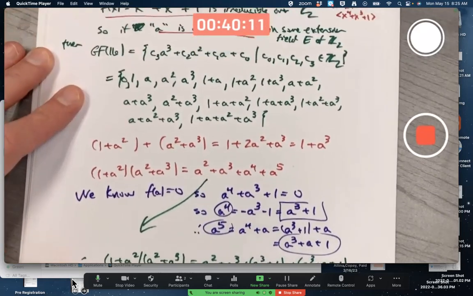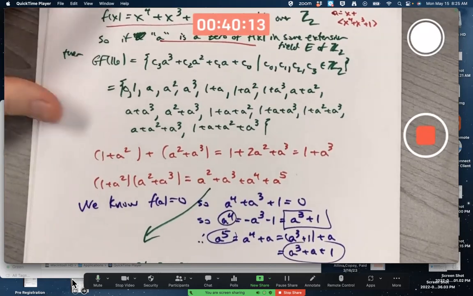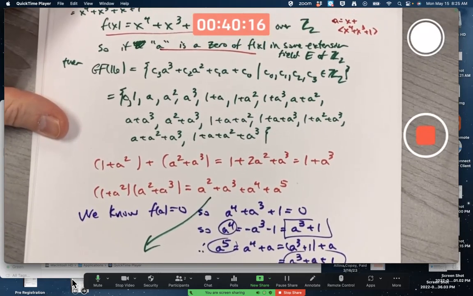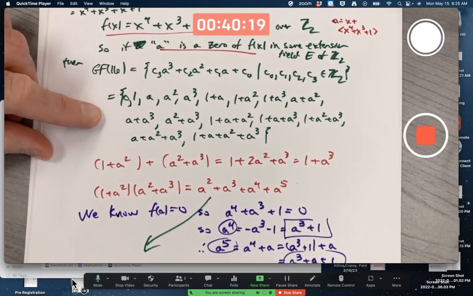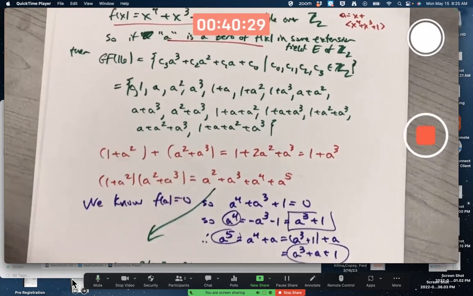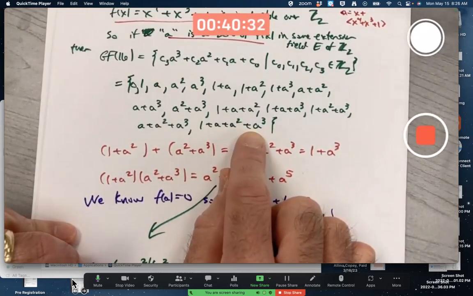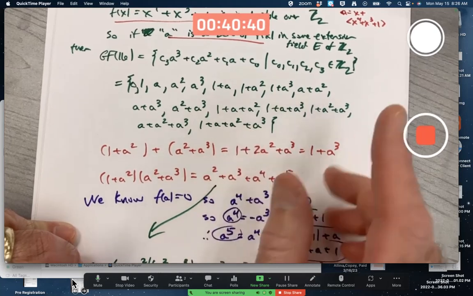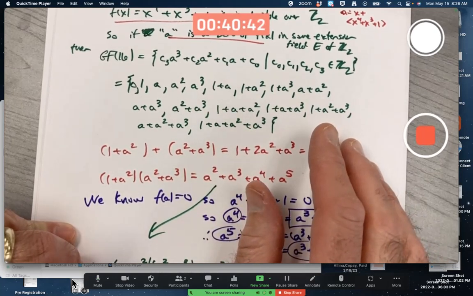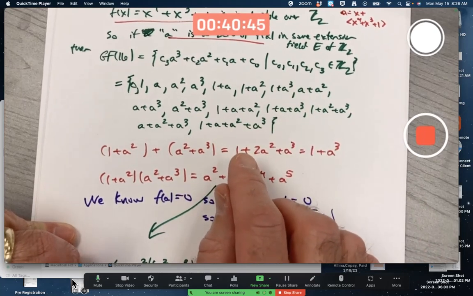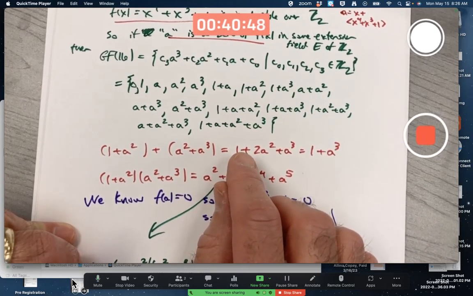With the addition structure, think about adding any element to itself here. You would get 0, wouldn't you? Because you're always modding coefficients by 2. Take any one of these elements, say this one, add it to itself. You're going to mod all the coefficients by 2. You're going to get 0. And that's going to be true for any element. All the non-zero elements here have additive order equal to 2.